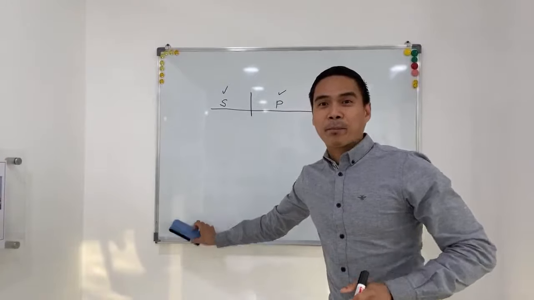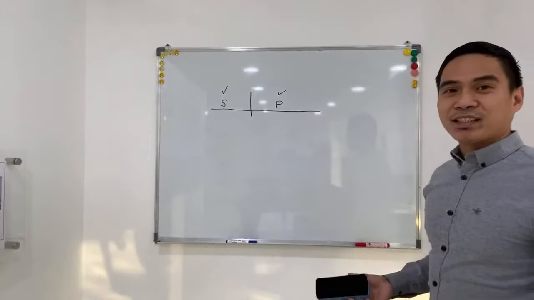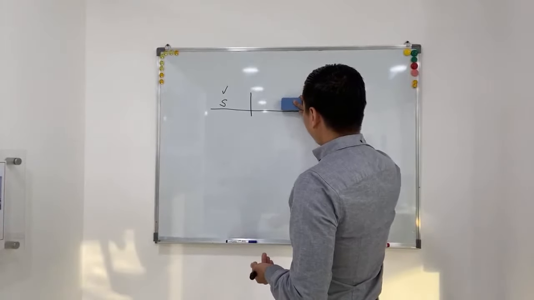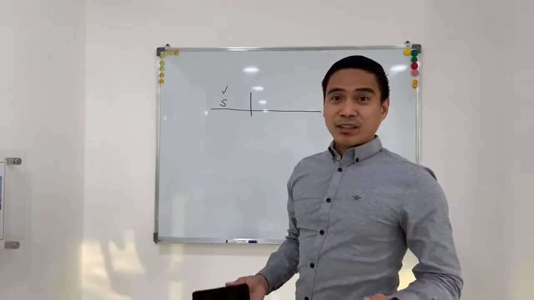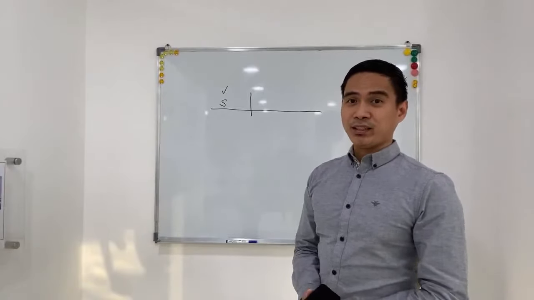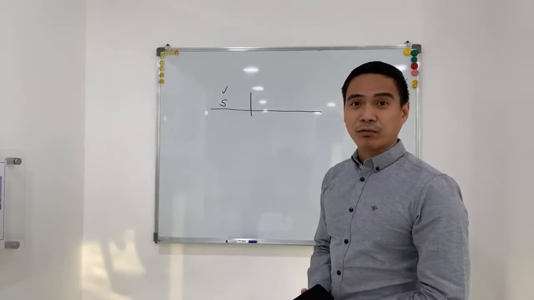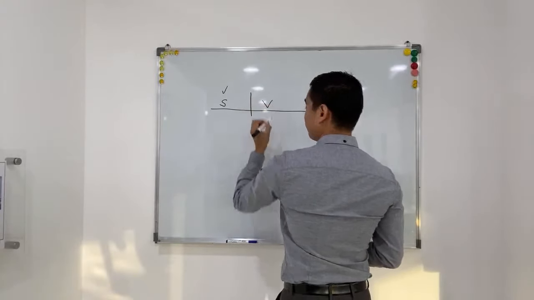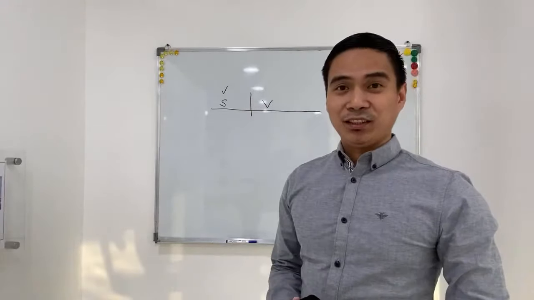Going further, the predicate. What are the elements of a predicate? The main element of our predicate is V. What is the V? That is the verb.